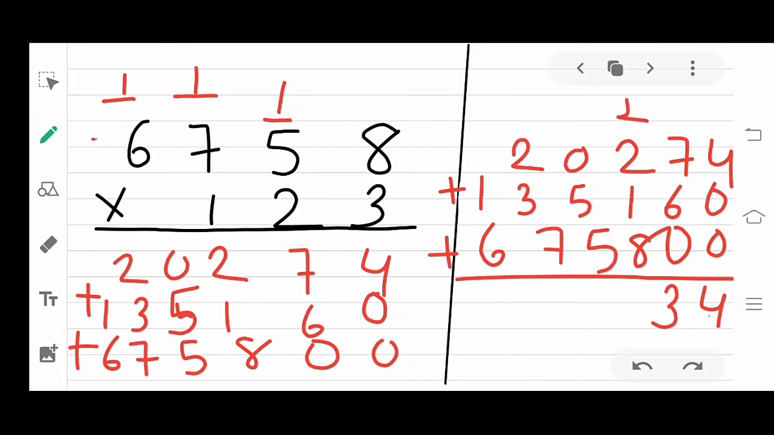8, 2 plus 1, 3, 3 plus 1, 4, 4 plus 8, 12, 5 plus 1, 6, 6 plus 5, 11, 2 plus 1, 3, 3 plus 3, 6, 6 plus 7, 13, and here 1 plus 1, 2, 2 plus 6, 8, and we got our final answer, and that is 8,31,234. I hope students you understand again this sum.